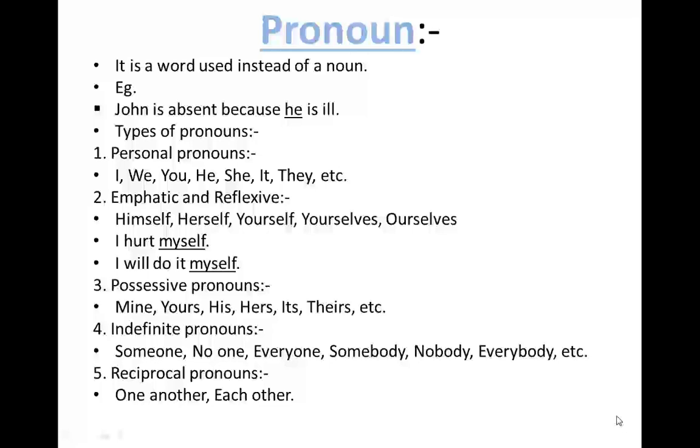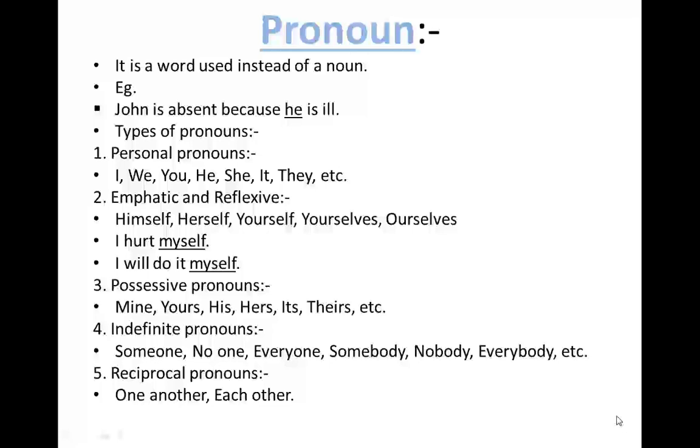Emphatic and reflexive pronouns. Do you remember studying them in your 7th grade? These are the pronouns that have self or selves with them. Obviously, with plurals we will use selves, and with singulars we will use self. Both emphatic and reflexive have the same words. For example, himself, herself, yourself, yourselves, ourselves, etc. But their use will be different.